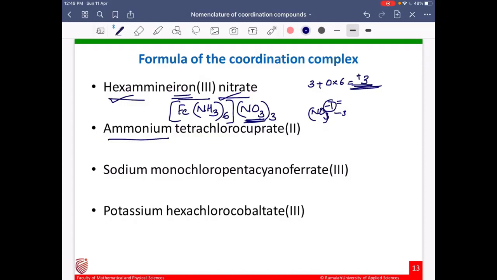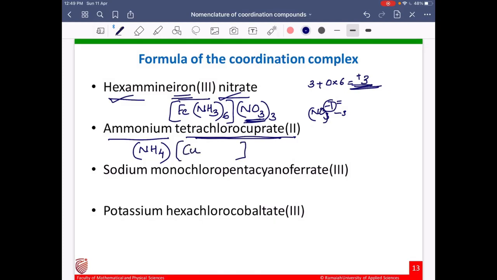Next one, ammonium tetrachlorocuprate(II). Ammonium tetrachlorocuprate. First is the cation, that is ammonium. First we will write it here. Now we don't know how many ammonium counter ions should be there. Next is the anion. Now the anion is the complex ion, so we have to put it in a bracket.